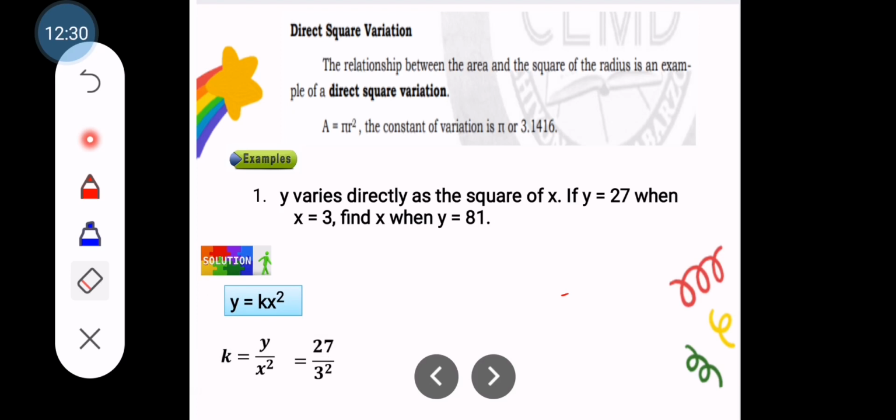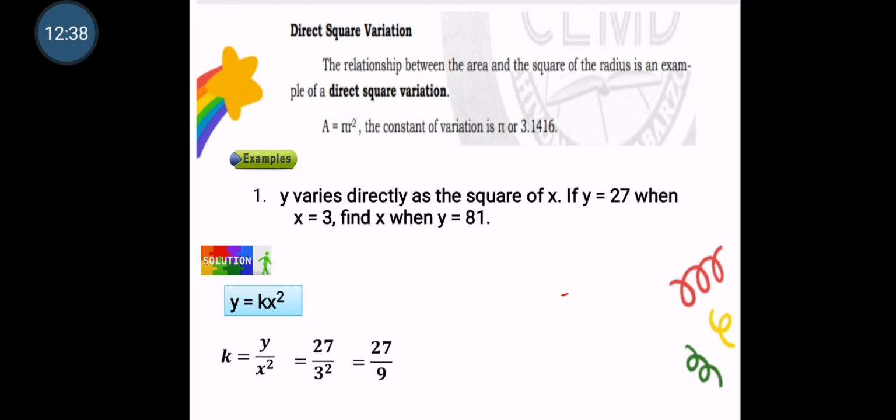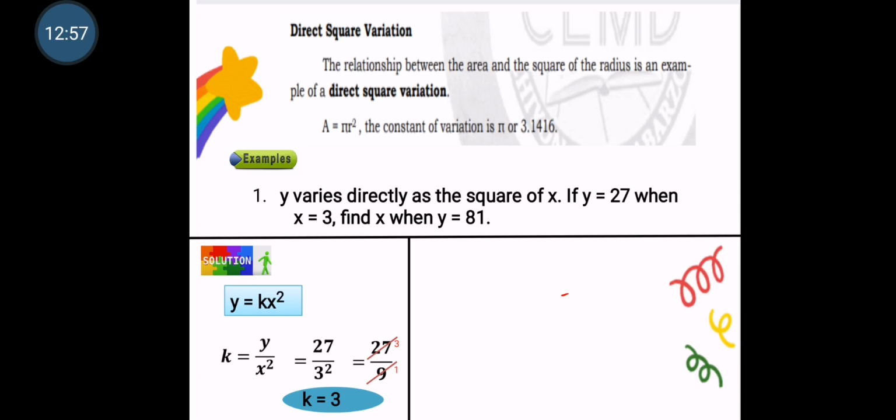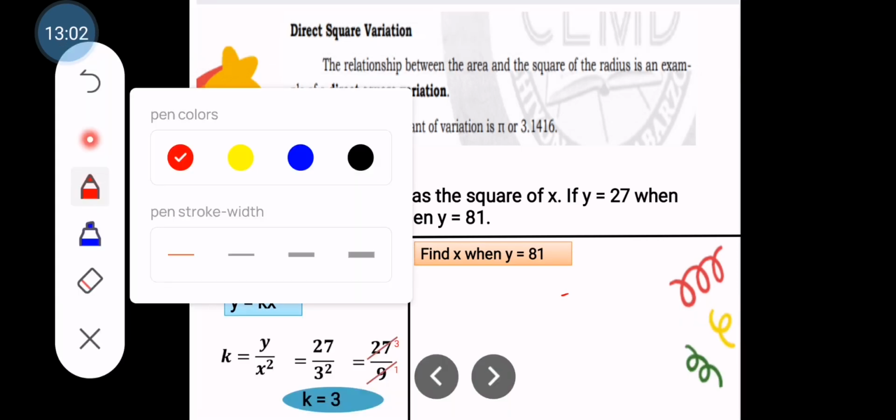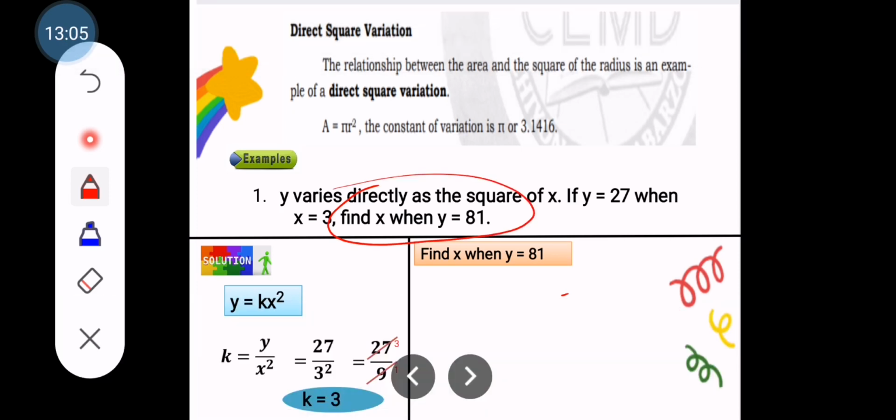So, continue na tayo. Since the value of y is 27, and then square daw ang value ni x, kaya siya naging 3 squared. So, 3 squared is equal to 9. Kasi 3 times 3, hindi 3 times 2 ha. Kasi pag 3 times 2 ang ginawa nyo, mali yun. So, 27 divided by 9, reduce natin by 9. So, ang constant po natin is k. And then, pag nakuha na natin ang constant, isolve na natin yung second equation. So, ang second problem pala, na kung saan, find x when y is 81.